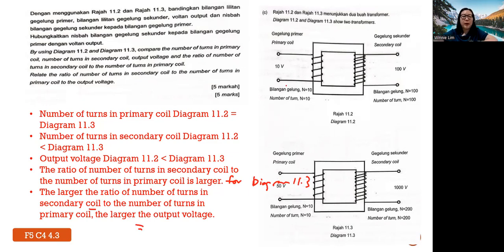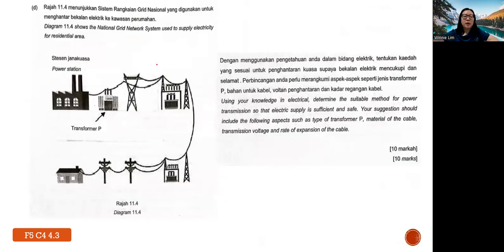Okay, last part under this, diagram 11.1.4 shows the national grid network system used to supply electricity for residential areas. Using your knowledge in electricity, determine the suitable method for power transmission so the electric supply is efficient. They want to reduce energy loss and be safe, no electrocution and all this. So your suggestion should include aspects like what?